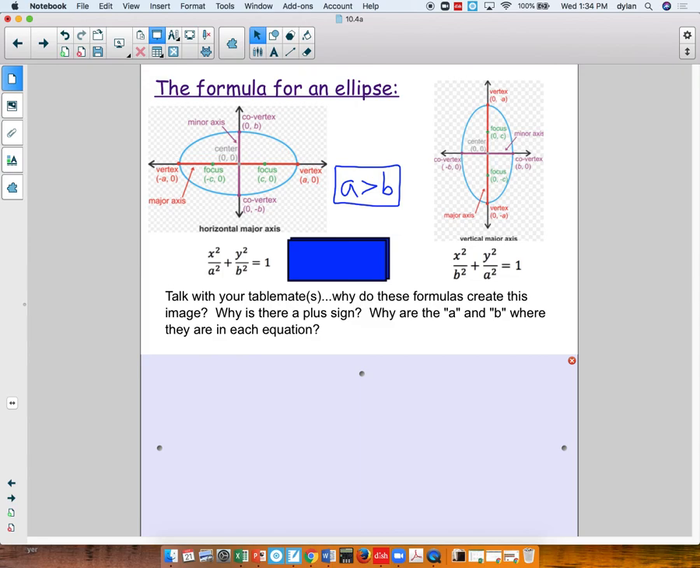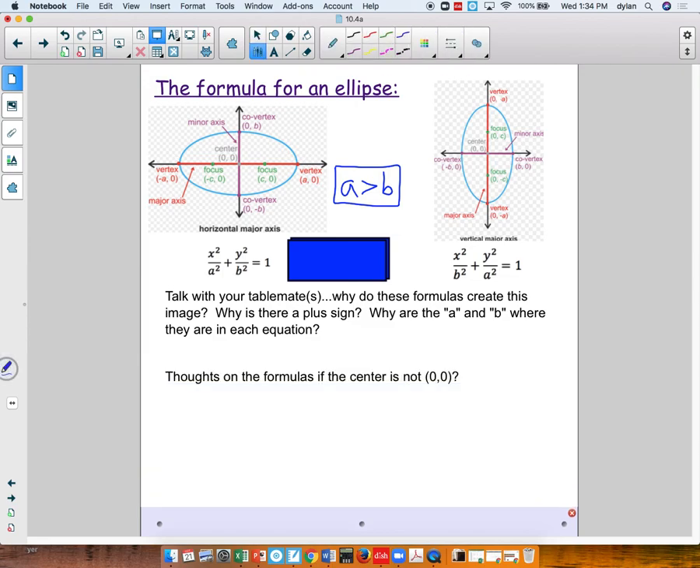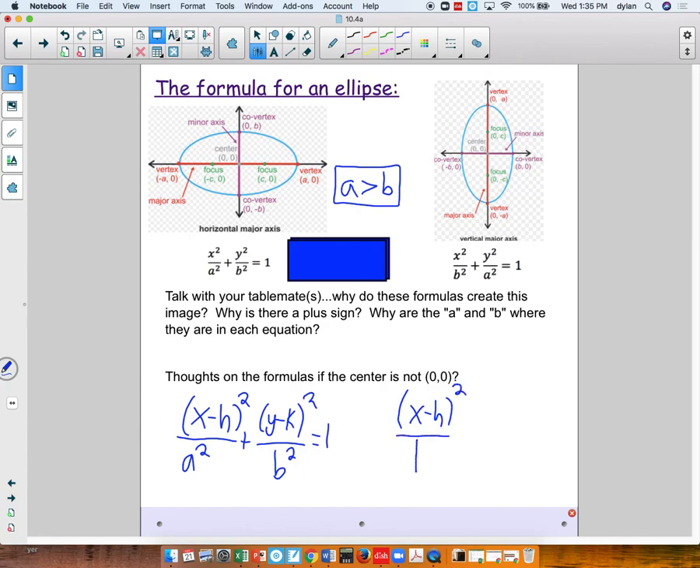Now, obviously, the center doesn't always have to be at (0, 0). And again, we would simply be adding in h and k, right? So we would have, for example, (x minus h) squared over a squared plus (y minus k) squared over b squared equals 1. Or we would have the same thing just with our a and our b switched for the vertical ellipse.